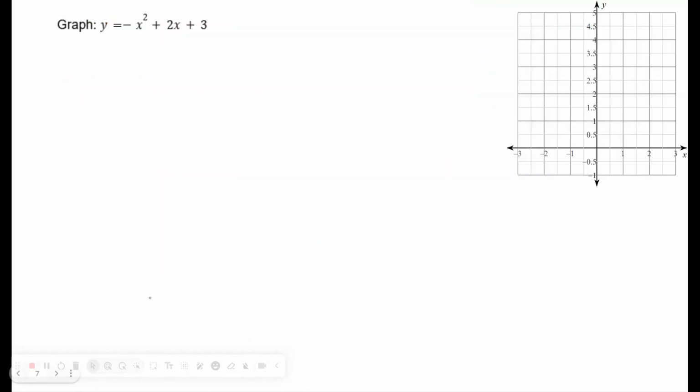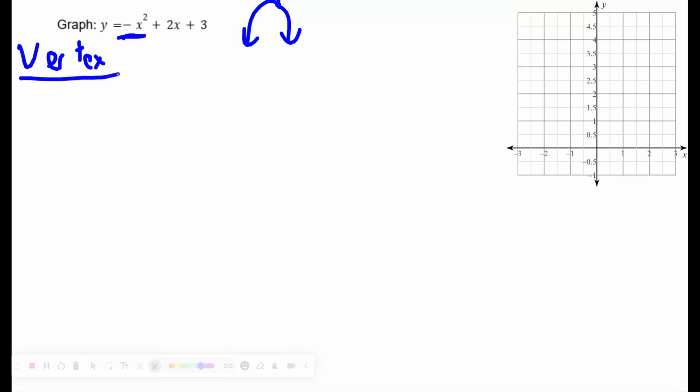Let's work on an example. All right, first of all, we always want to start by thinking about what kind of parabola this is going to be. This one's going to be pointed down. So I'm going to make sure that I recognize that right away. And then let's find our vertex. I think that's always the best place to start.